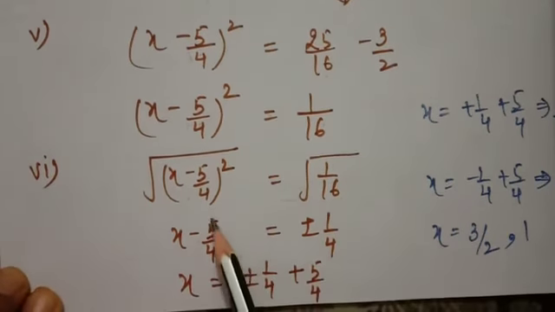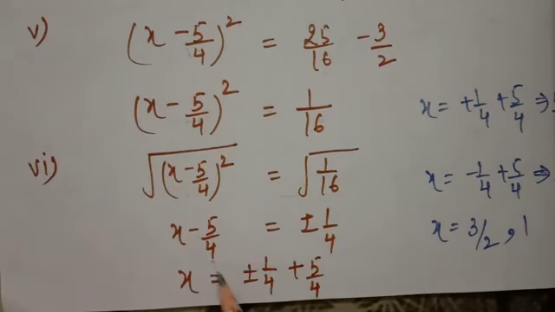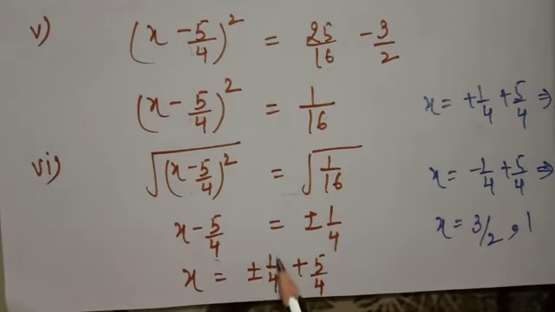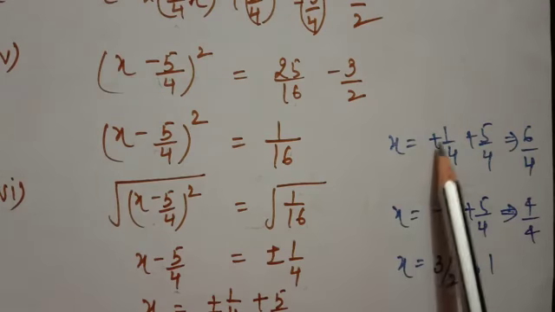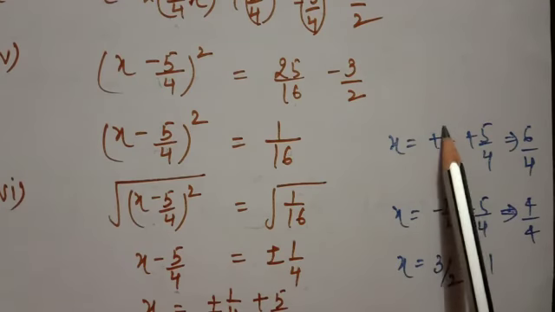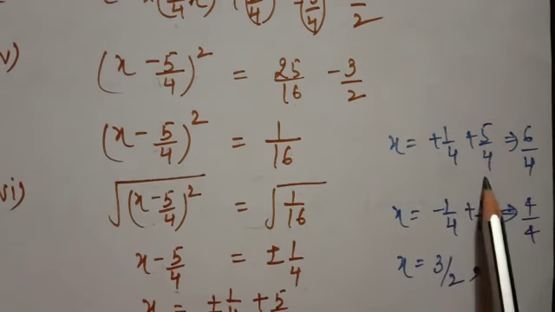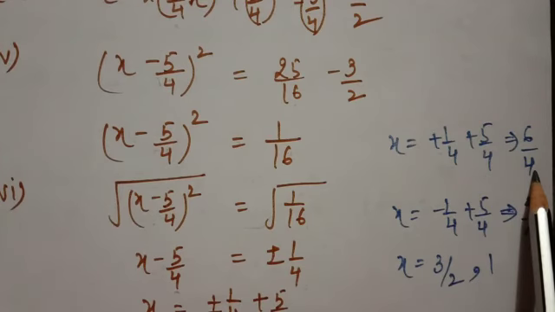So we will shift this number to the other side. Now it becomes plus minus 1 upon 4 plus 5 upon 4. This is your answer. This is the value of x. Now we will solve how we will get the value of x. So students, pay attention here. x is equal, first of all we will take plus 1 upon 4, then plus 5 upon 4. It gives us 6 upon 4.